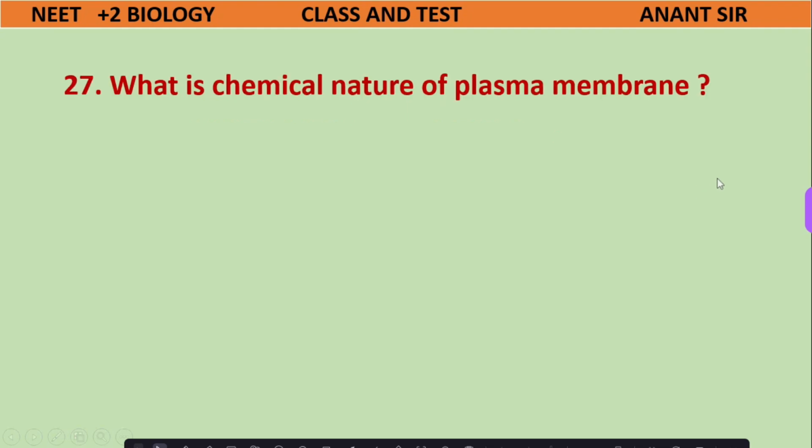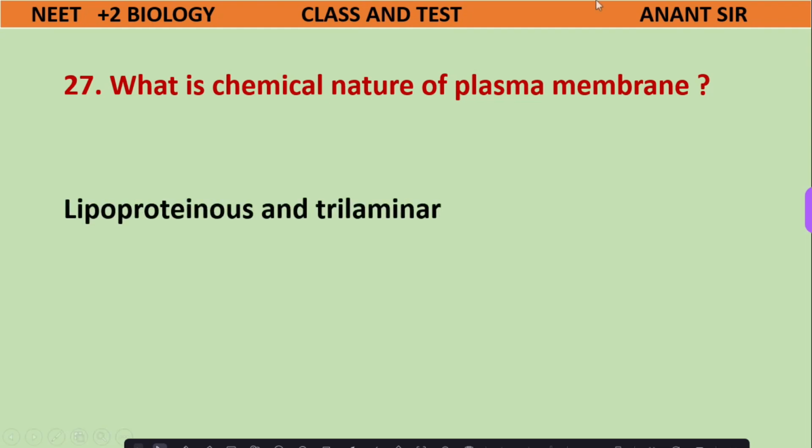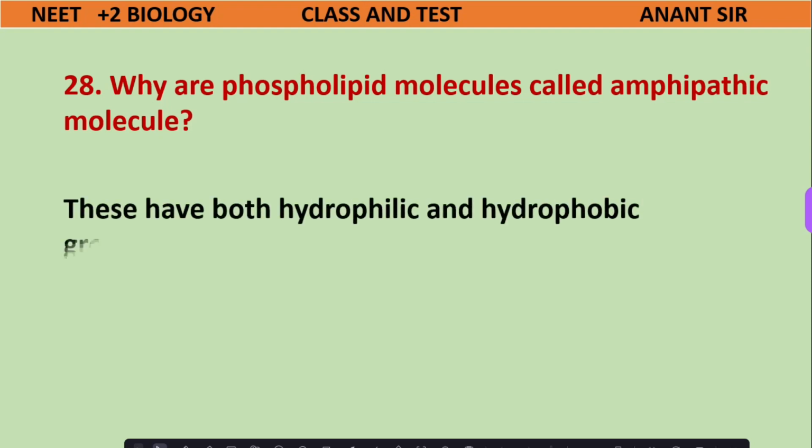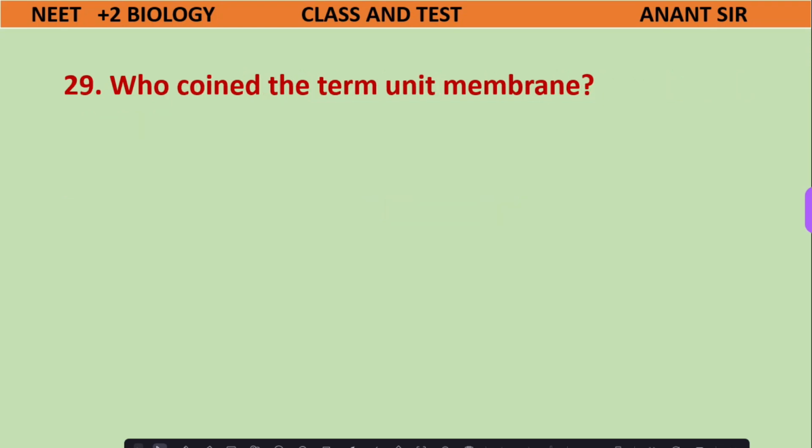First question: what is the chemical nature of plasma membrane? Lipoproteinous and trilaminar. Why are phospholipid molecules called amphipathic molecules? These have both hydrophilic and hydrophobic groups, so phospholipid molecules are called amphipathic molecules.